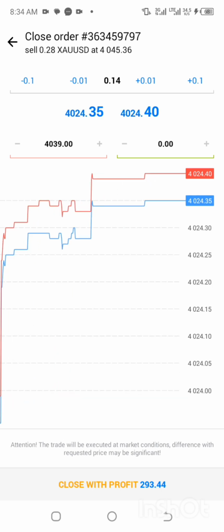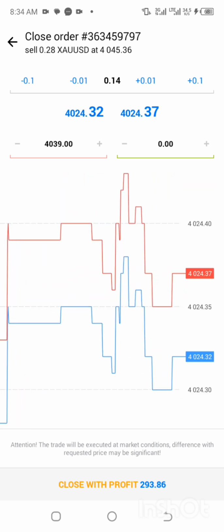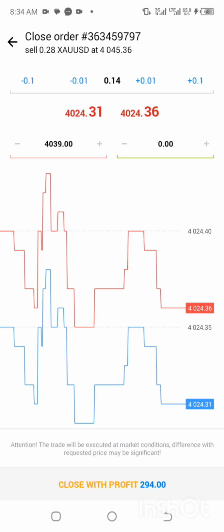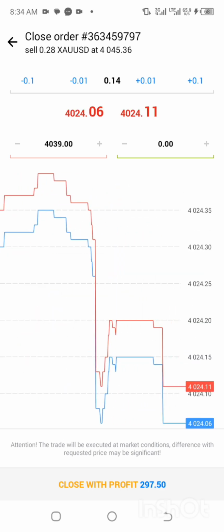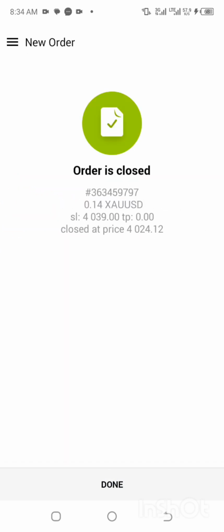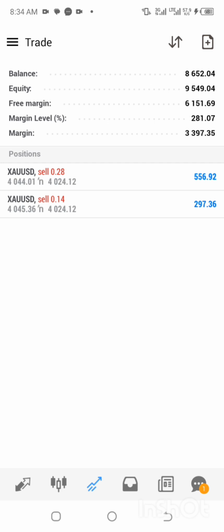If you come below here, you see it says close with profit. You can see it's half of what was there before. So just tap it and close partial profit. So you've taken some partial profit there. You come back to the second trade. Let's be sure that is where we are. You come back to this other trade.